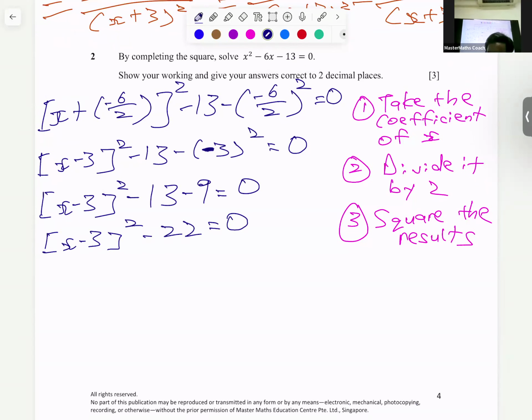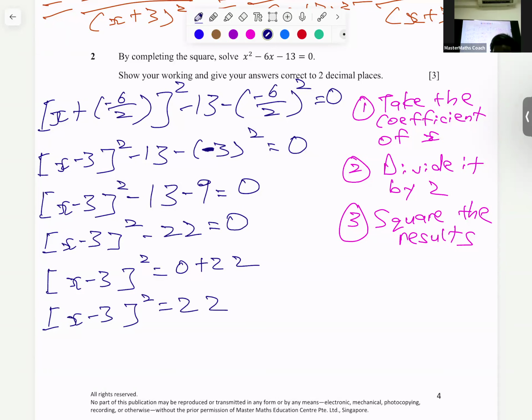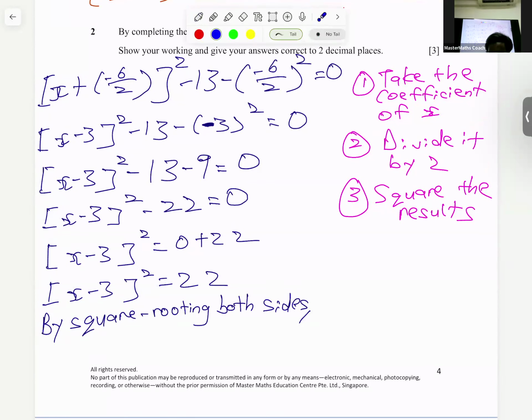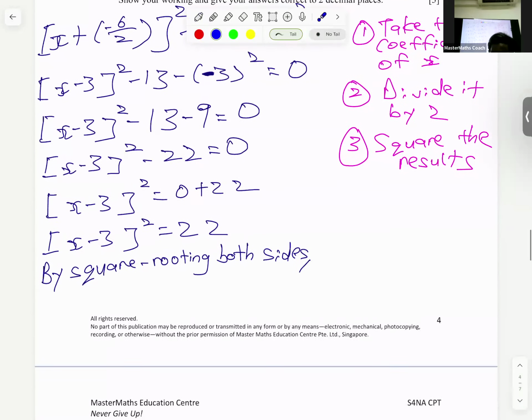Tinishka, what do I do next? Yes, so x minus 3 squared equals to 0 plus 22. x minus 3 squared equals to 22. Then square rooting both sides. Why do I need to square root both sides? I need to get rid of the square so that the x minus 3 can come out.